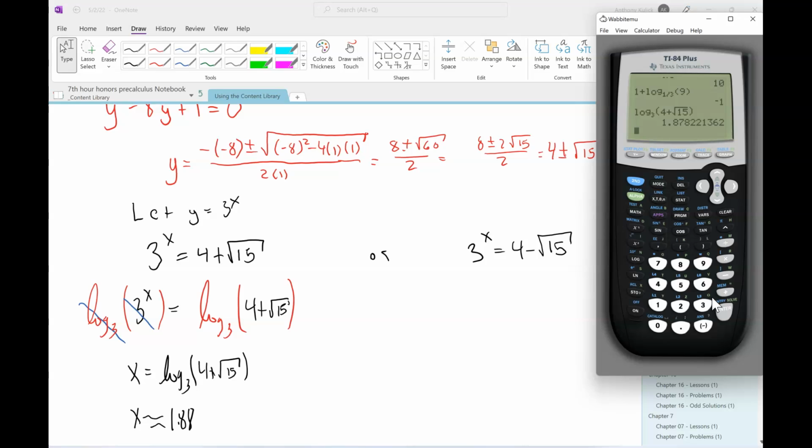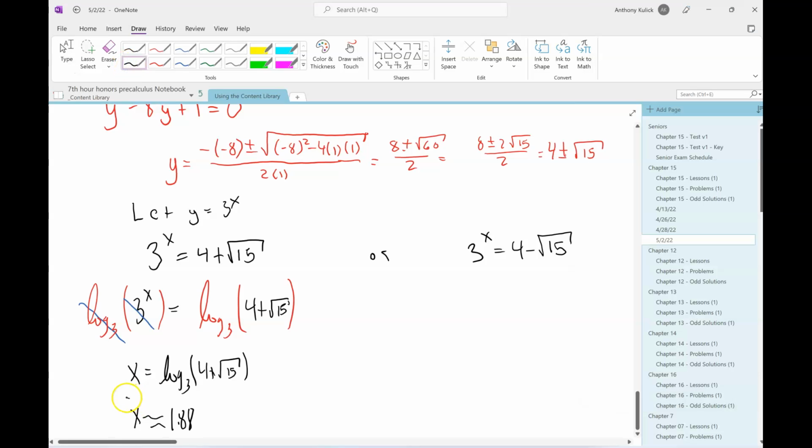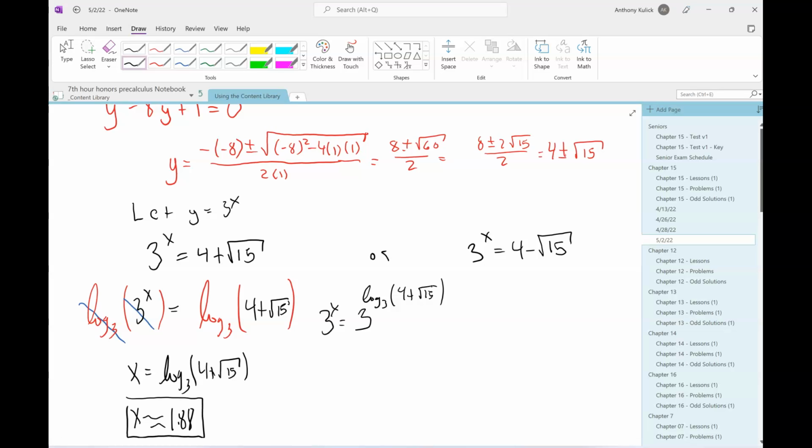What if we wanted to try to do this the other way? What if we had wanted to try to rewrite this using the one-to-one property? How could I rewrite 4 plus the square root of 15 as a power of 3? Is that something that's realistic to do? Sure it is. The exponent is just log base 3 of 4 plus the square root of 15. That's what it would be.